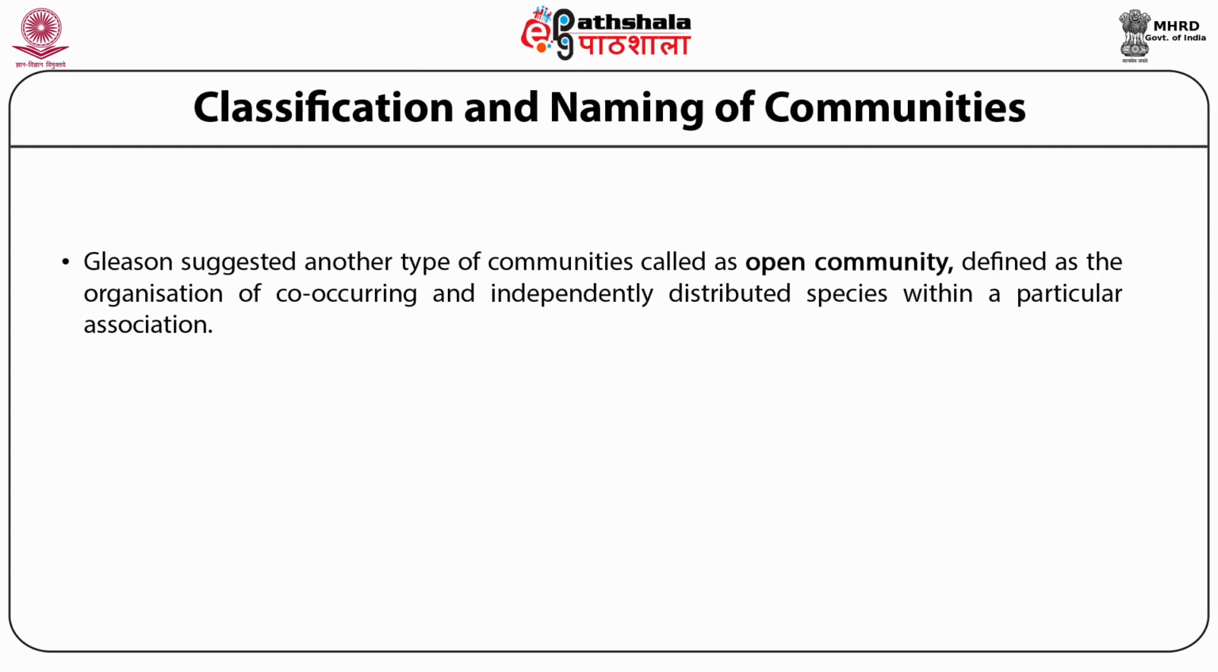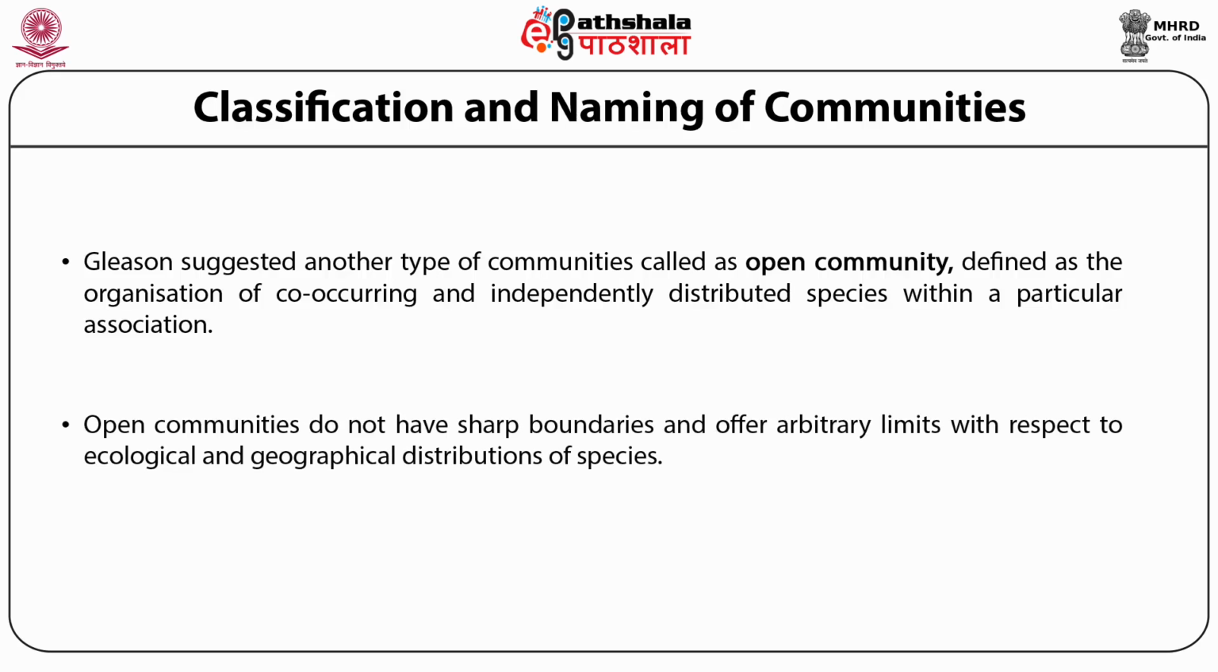Gleason suggested another type of community called an open community, defined as the organization of co-occurring and independently distributed species within a particular association. Open communities do not have sharp boundaries and offer arbitrary limits with respect to ecological and geographical distributions of species.